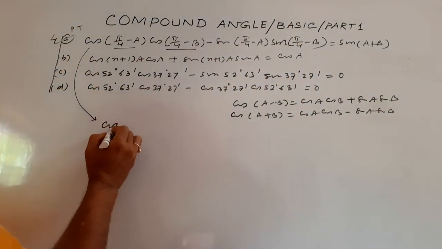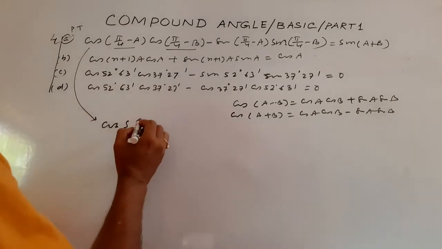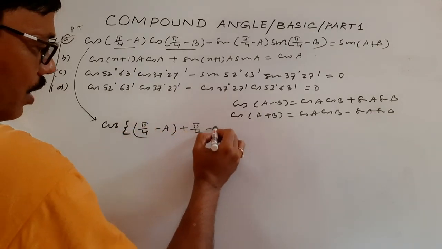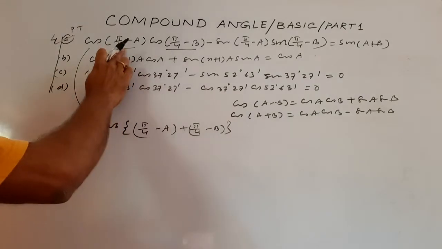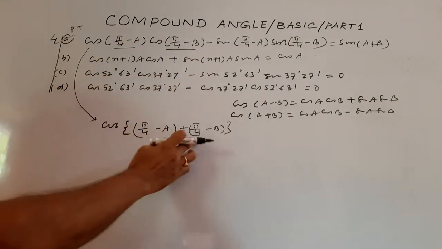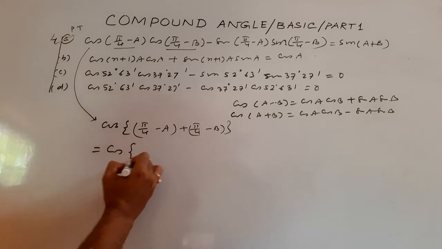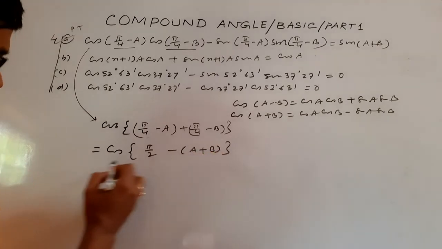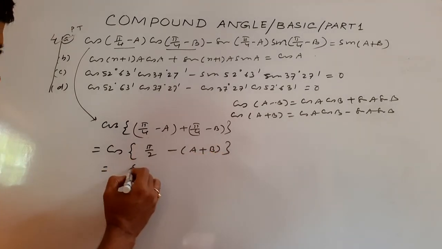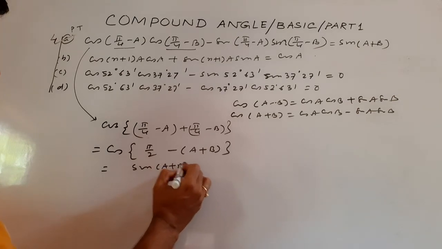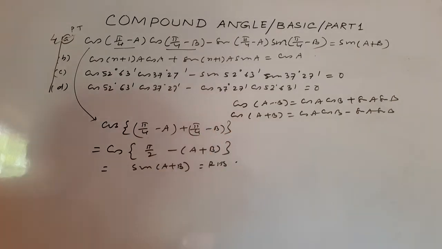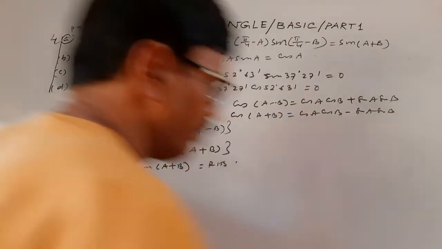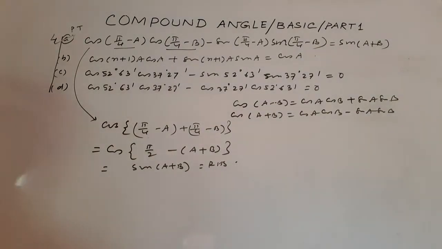So what is the formula? Cos(A plus B). What is A? Pi by 4 minus A, and this is pi by 4 minus B. So listen again, this is A, this is B. So cos(A plus B). So this is cos of pi by 4, pi by 4, this is pi by 2, and this is A plus B. Now cos(90 minus theta) is sin theta. So this equals sin(A plus B), the RHS. And the rest are exactly the same.